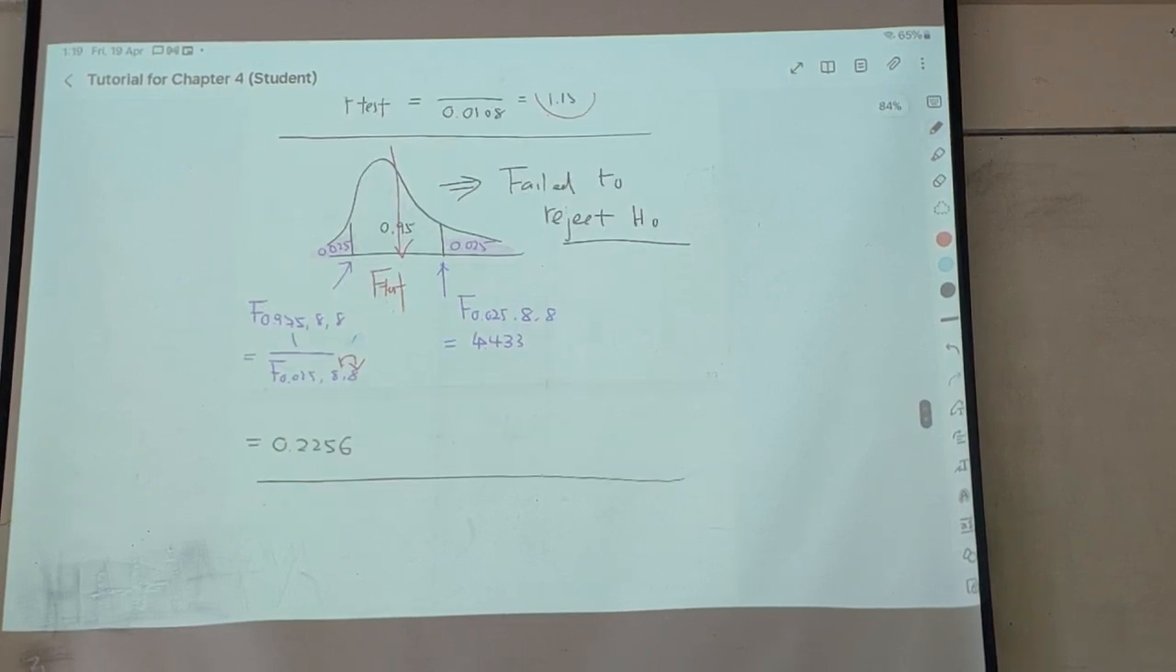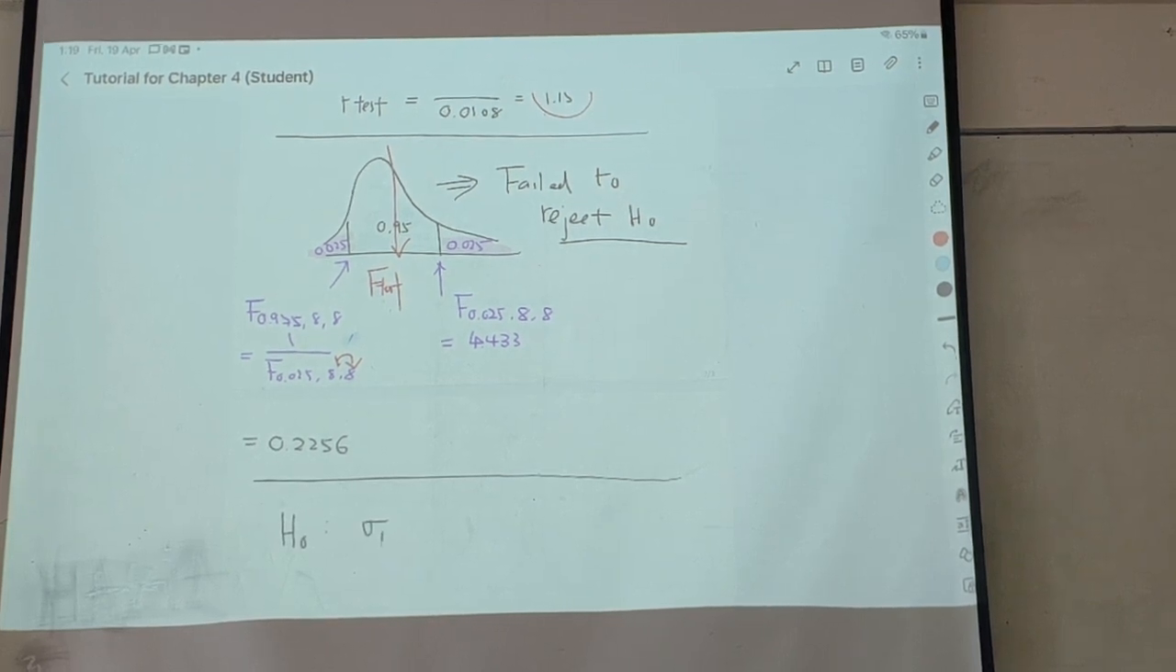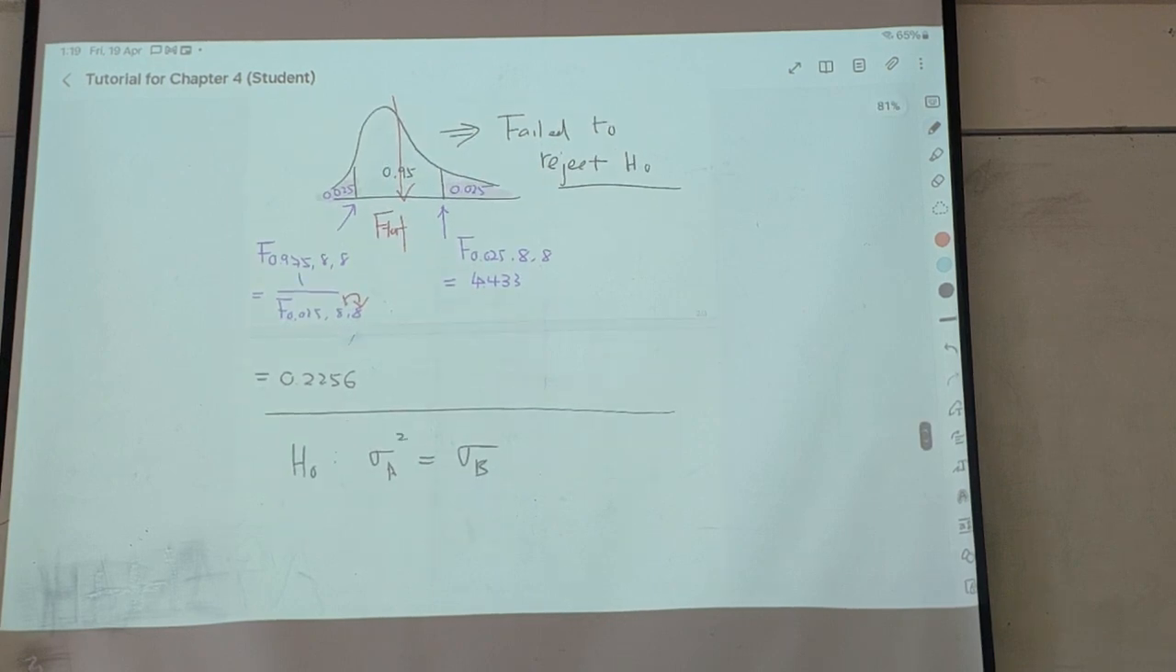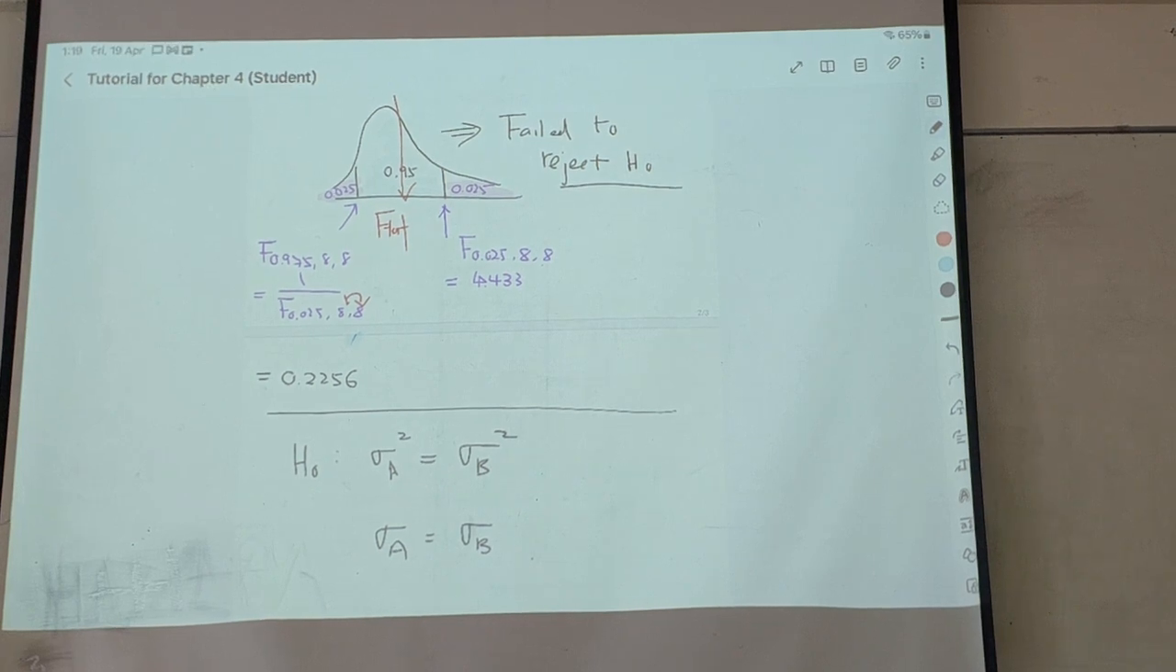Hence, what is your conclusion? We write now the hypothesis. They are the same. If the variance is the same, of course, the standard deviation must be the same. The objective of this question is to test the standard deviation, and the standard is to test variance. If you tested the variances are the same, of course, the standard deviations are the same.